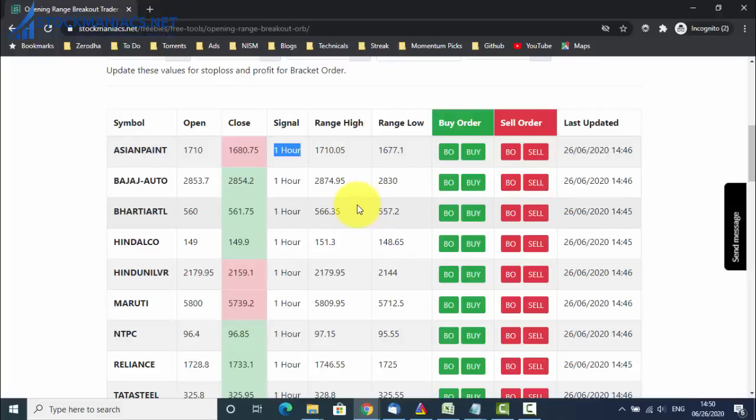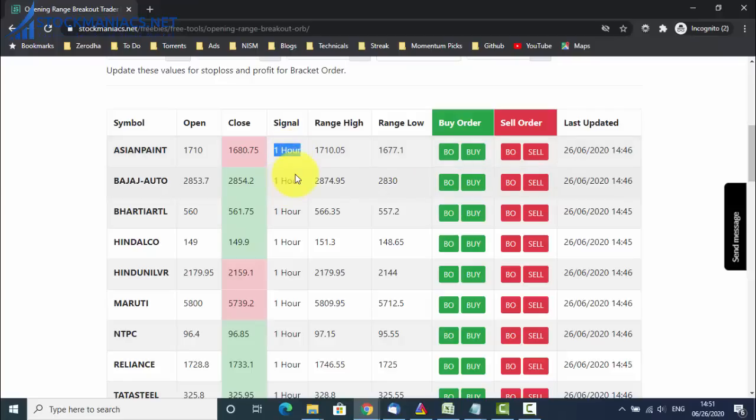And after 10:15, that means the first 1 hour, you will find that here the signal is 1 hour candle. So the 1 hour candle's range high and range low will be written over here. After that, till the market closes, you will see only the signal of the first 1 hour.